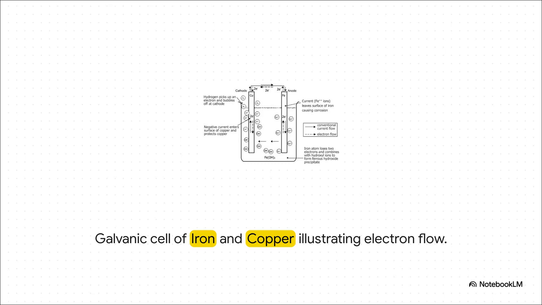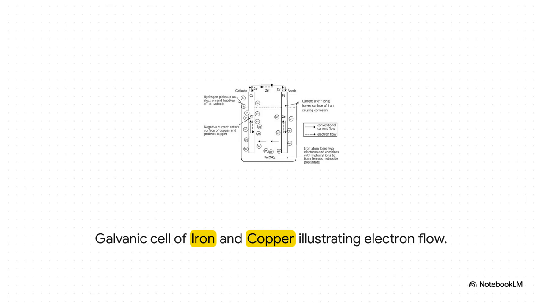Take a look at this classic galvanic cell setup with an iron electrode and a copper electrode, sitting in an electrolyte. Because iron is a more active metal, it automatically acts as the anode. If you look at the iron side, you can literally see iron atoms losing 2 electrons and dissolving into the solution as Fe2+ ions. That's our oxidation. Now follow those dotted lines.